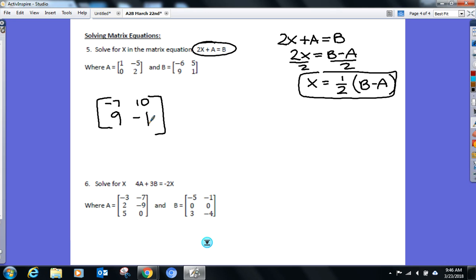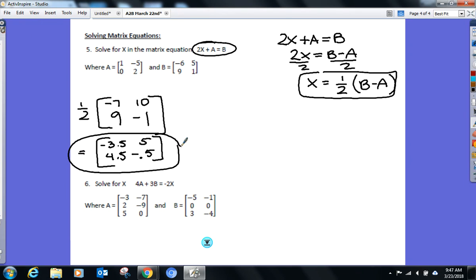And now I'm going to take that and multiply it by a scalar of 1/2. So what is my matrix X that will solve this equation? -3.5, 5, 4.5, and -0.5. Okay, so that is matrix X that I would be looking for there, the value of X. Anything you want to ask there? We got one more, it looks like. Not bad.